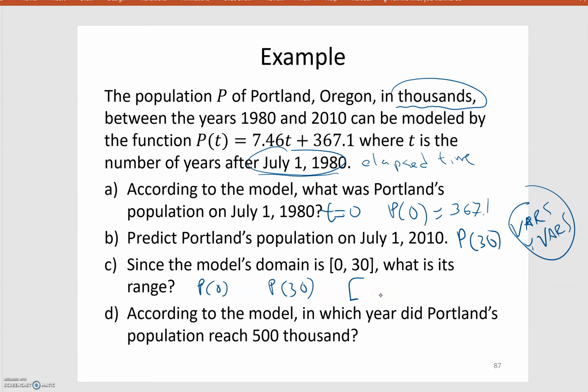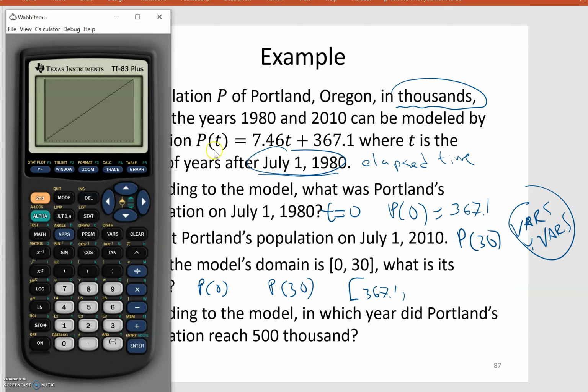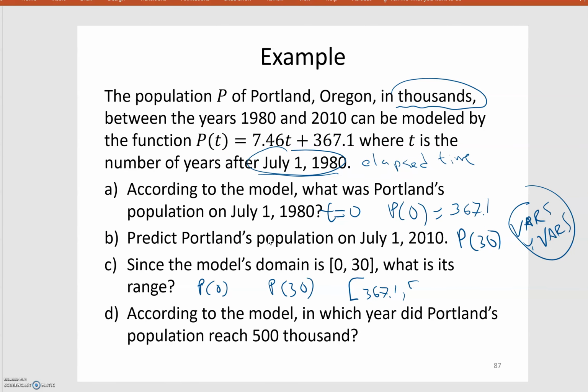So our range will be 367.1, and let me bring up my calculator. I did this just a moment ago, and that was 590.9.